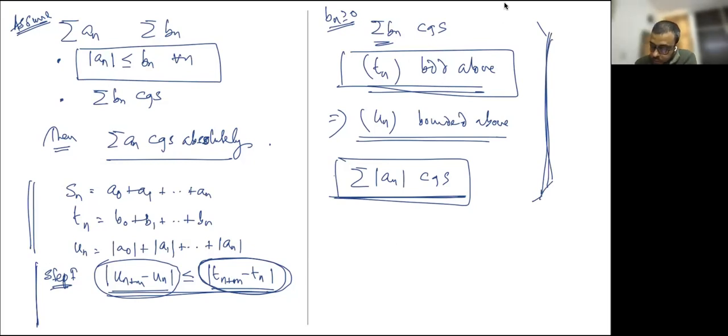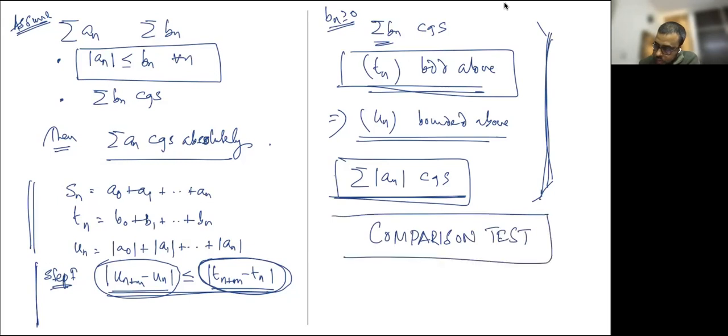Okay, so I think I'll stop here today. I'll continue with this statement and then go further from there. This is part of what is known as the comparison test. Basically, you know the behavior of one series and you are given another series. You compare the terms, and then you arrive at a conclusion about the series that you are interested in. So that's the comparison test, and this is one part of the statement of that.